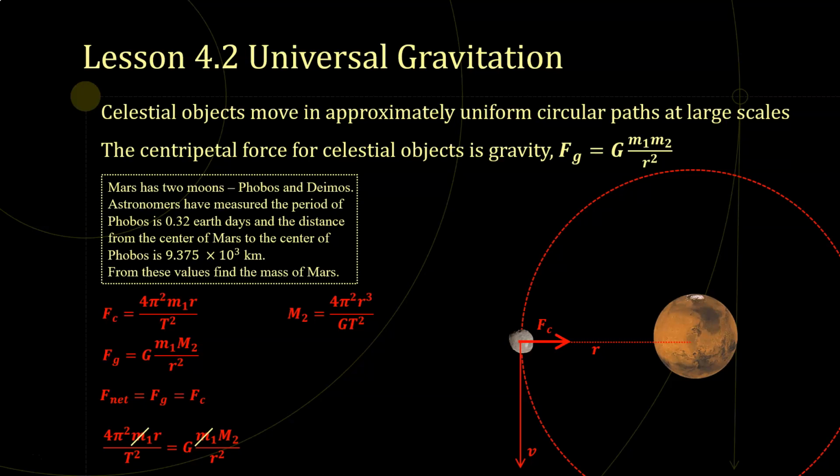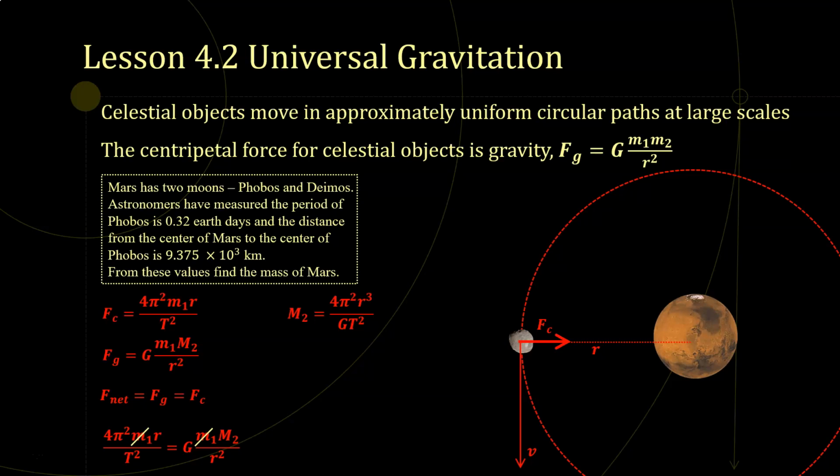That means that the mass I'm calculating is going to be in kilograms, but I need to make sure that my radius is in meters and my period is in seconds for this to work with the G value that I'm using. 6.67 times 10 to the negative 11th is in meters cubed divided by kilograms seconds squared.